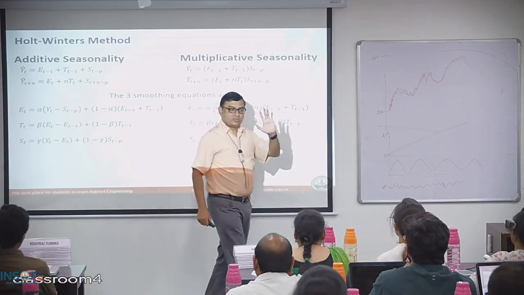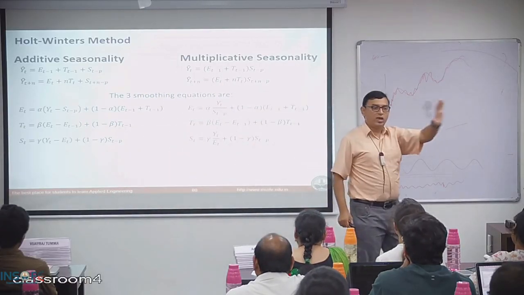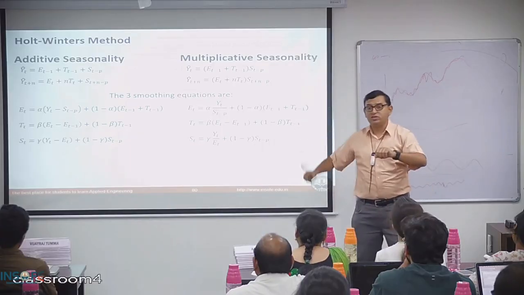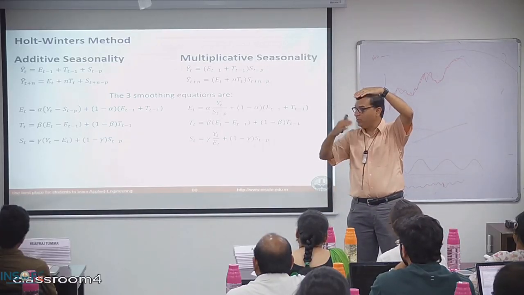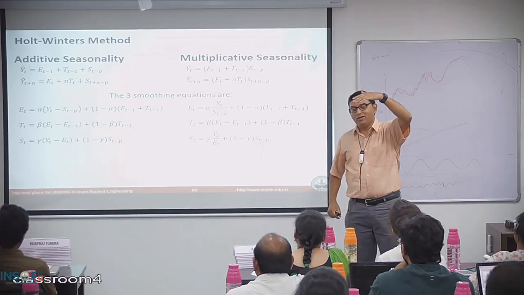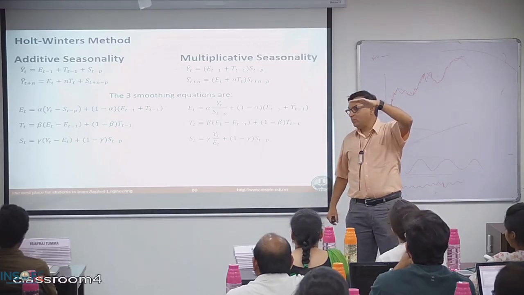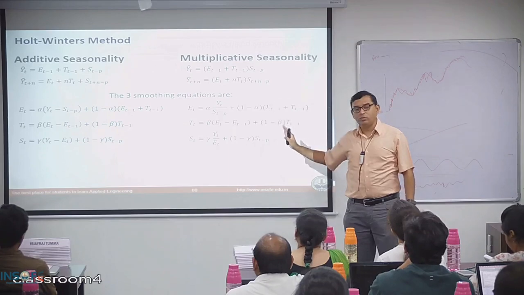Intuitively, that's what is happening. Three separate moving averages are evolving these three time series, which we showed initially. Any time series can be split into these three components, and we are evolving each one of these components separately.